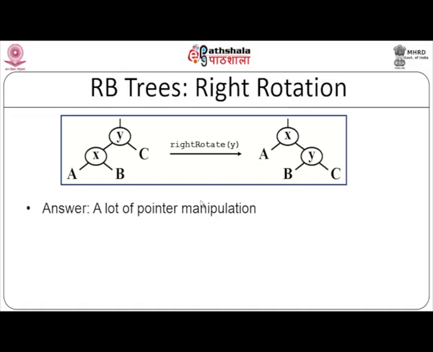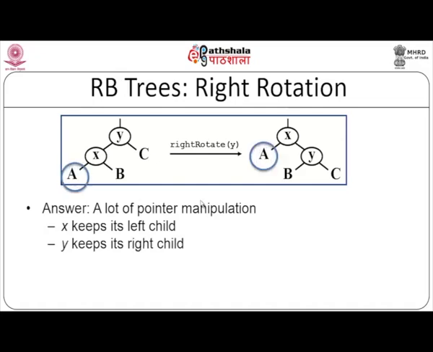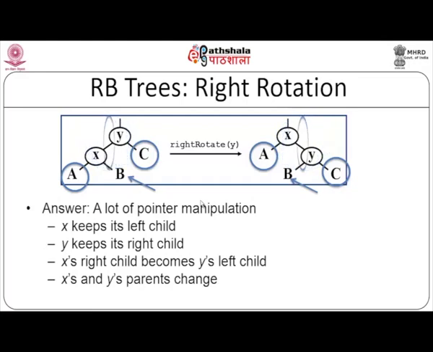Now, in red black trees, let us take a right rotation. You have a right rotation about y, then what do you do? y is called the pivot. Here you have to do a lot of pointer manipulation. x keeps its left child, y keeps its right child, so both are kept and remain the same. x's right child becomes y's left child.